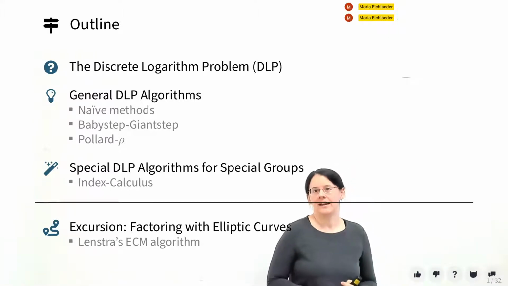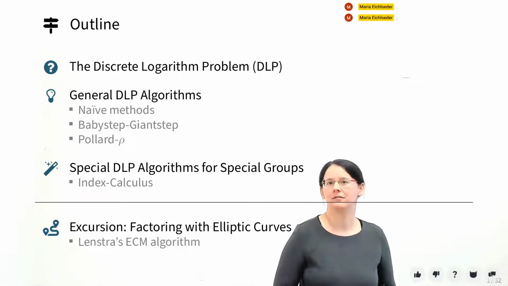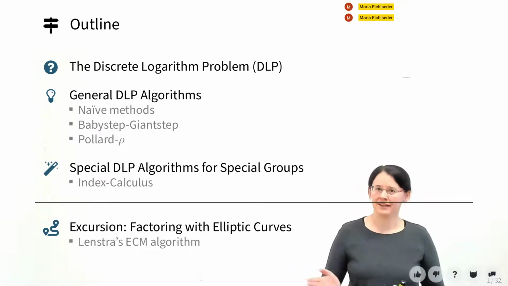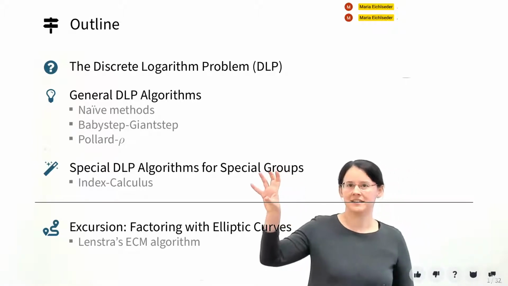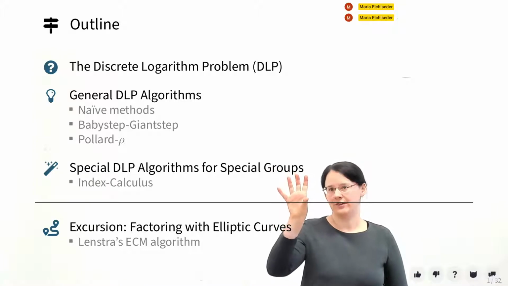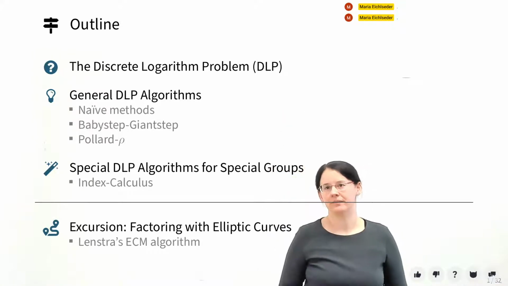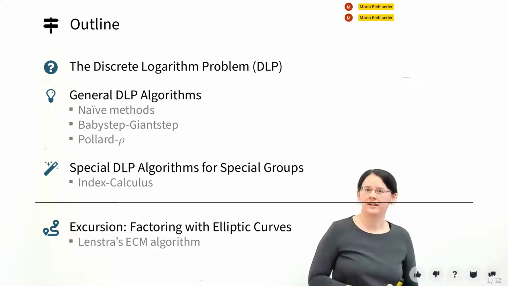And in the second part, we're going to have a look at one example from the family of algorithms which are targeted only for specific groups, namely the index calculus method. And the thing about these methods is they are only applicable sometimes, but when they are, they're very efficient and beat these ones by far.